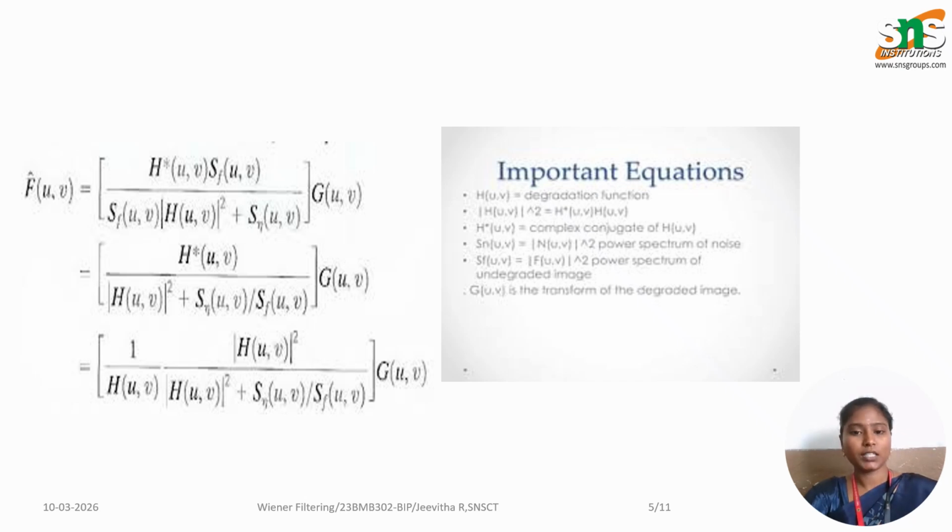Here, K represents the noise to signal ratio. Now we can observe that when K is small, the filter becomes like inverse filtering. When K is large, more smoothing happens. So K plays a crucial role in balancing blur removal and noise suppression. This is what makes Wiener filtering adaptive and stable.